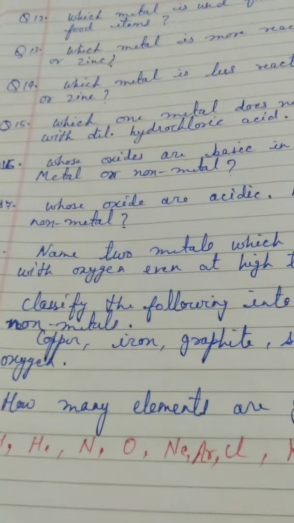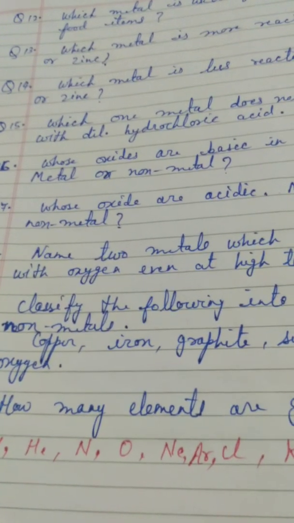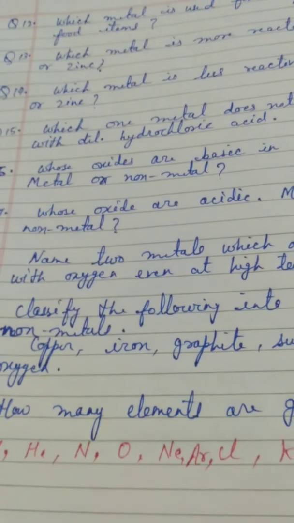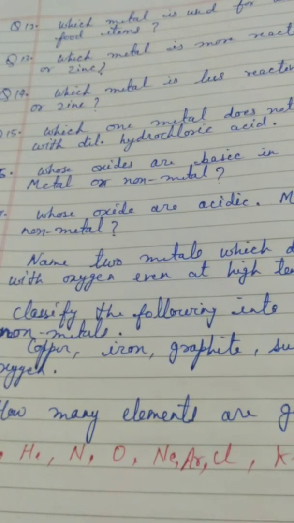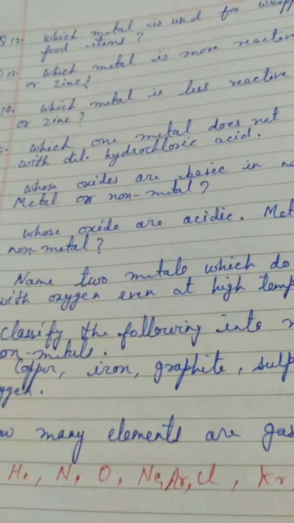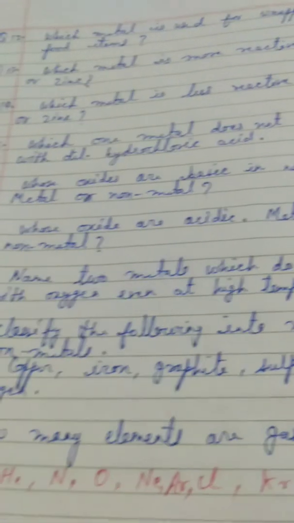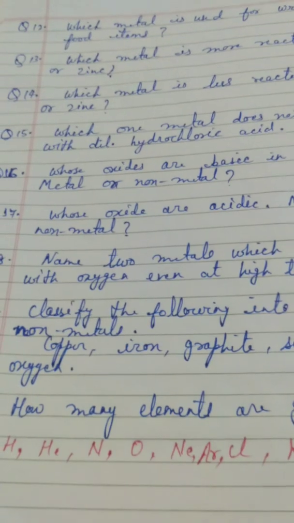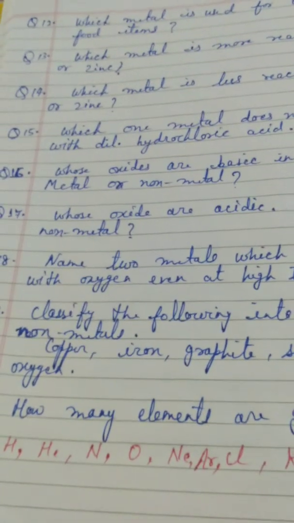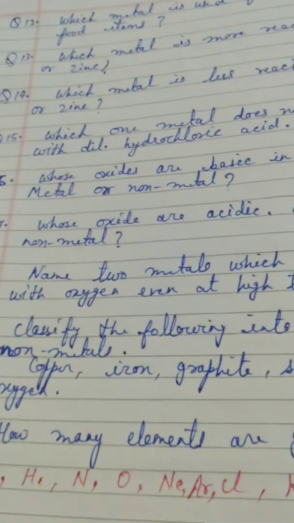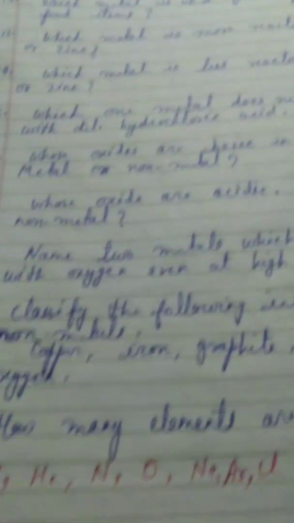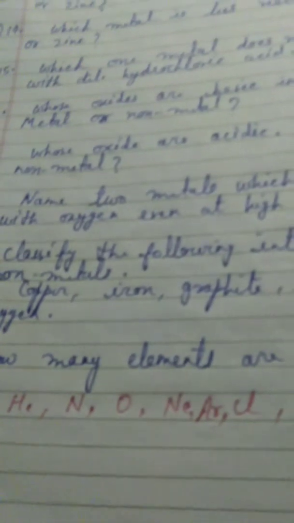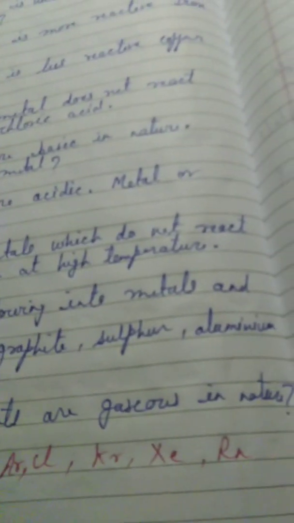Whereas we find all three states available in the case of non-metals. Non-metals are gaseous, liquid, as well as solid, but there is just one liquid non-metal, which is bromine, while the solid non-metals are carbon, phosphorus, sulfur, etc. And the gaseous non-metals are hydrogen, helium, nitrogen, oxygen, neon, argon, chlorine, krypton, xenon, radon.